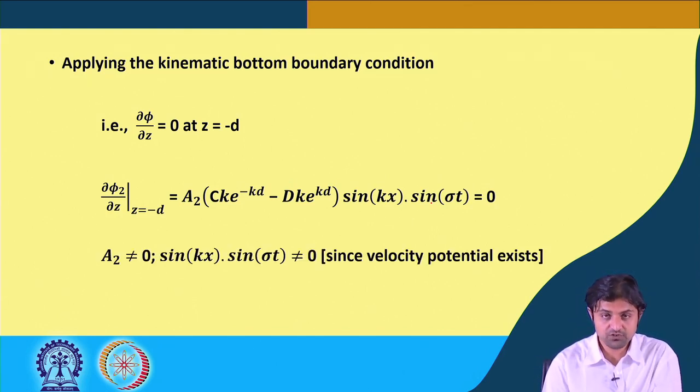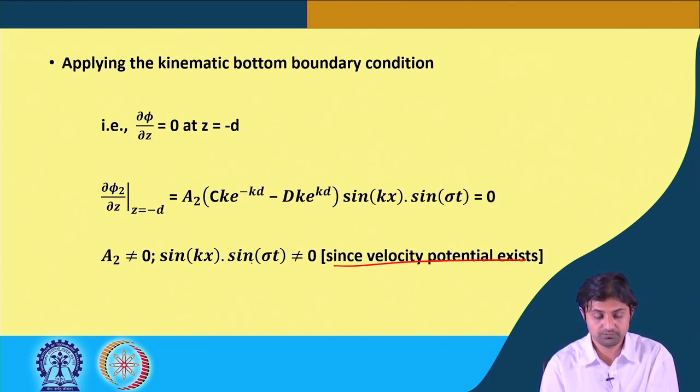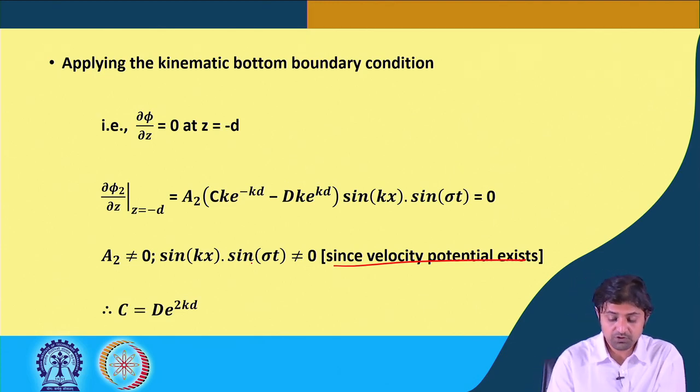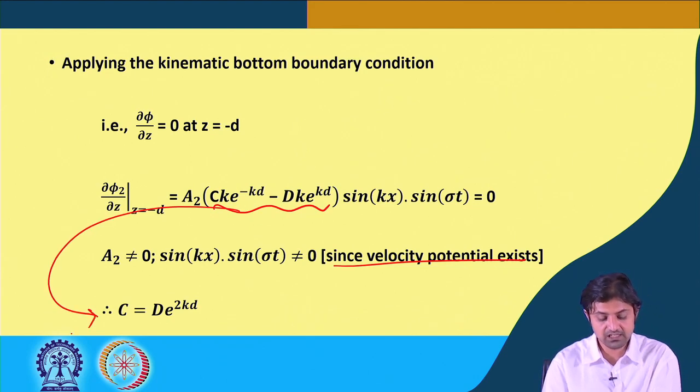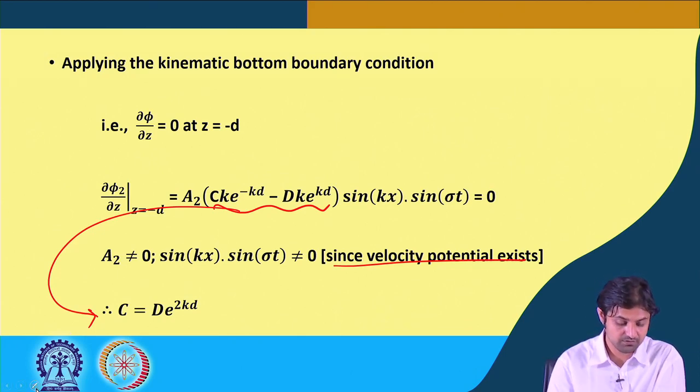So, a2 is not equal to 0, otherwise there is not going to be any wave. Also sin kx sin sigma t will not be 0, because there will be a velocity potential. If either one of them is 0, the velocity potential will become 0. So, that means these 3 terms cannot be 0. Therefore, the only thing is that this be 0, and if we utilize this we are going to get c as d into e to the power kd. So, with one boundary condition we have reduced our unknown by one, okay. We have related c and d now.